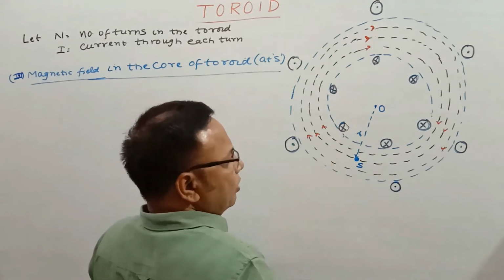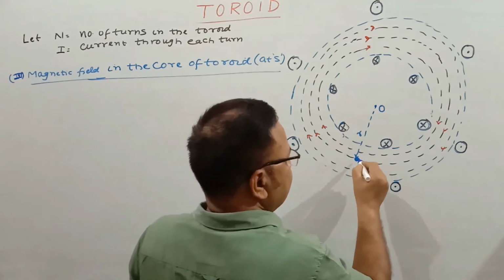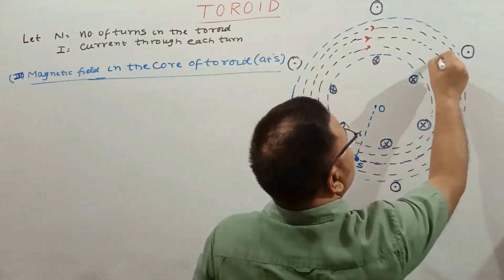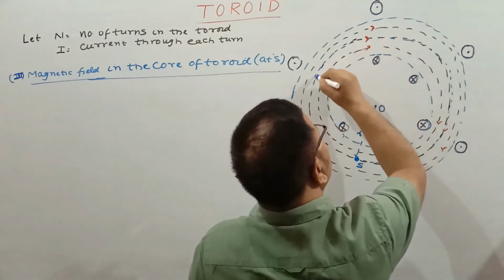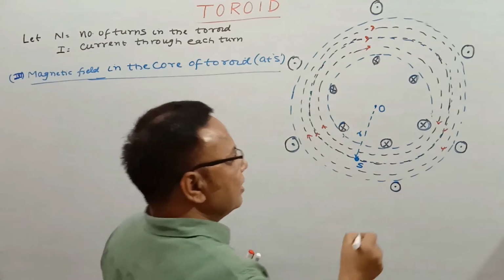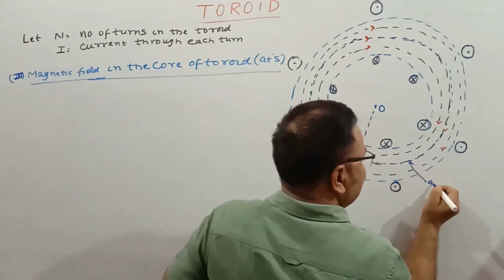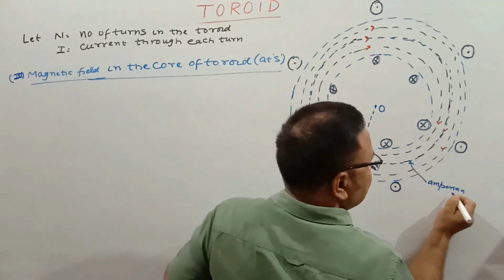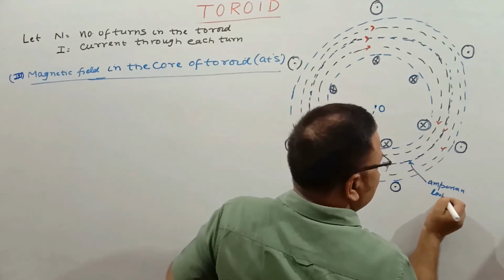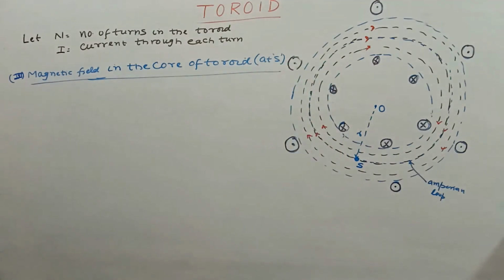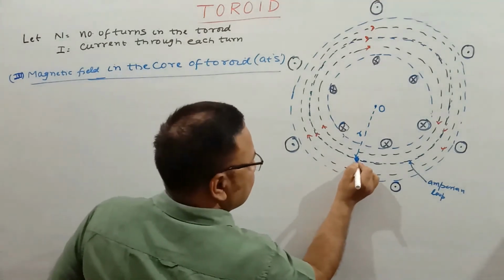Now once again we are drawing the Amperian loop here of this radius. That Amperian loop will be overlapping this particular magnetic field line that I had drawn. So the Amperian loop as well as the magnetic field are both circular. Let the magnetic field in the core at this point be B.